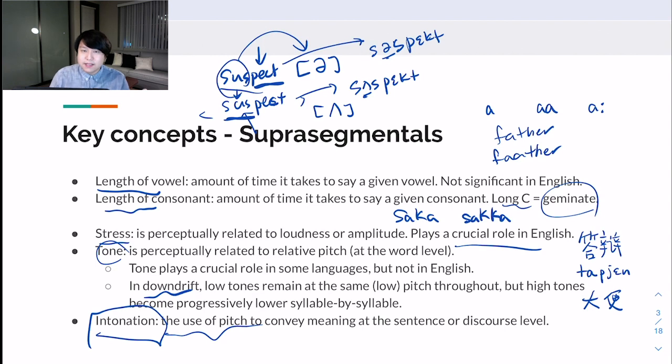So when you say a sentence like "this is it," you can say "this is it" or "this is it?" "This is it?" is a question. "This is it." is a declarative sentence. There are two different intonations to read this sentence, and they have different meanings. The only difference is distinguished by the intonation, which is a pitch contour within a sentence or discourse level.